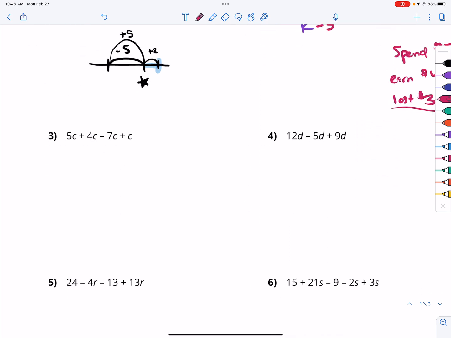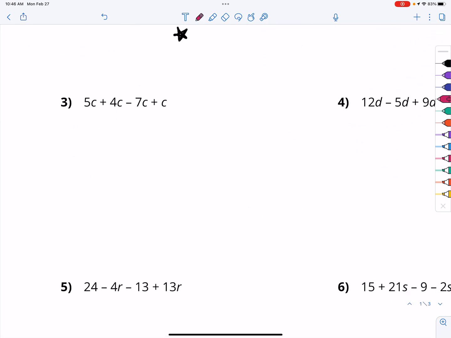Number 3, we have 5c plus 4c. All these variables are the same, so I can keep them like that. So we have 9c minus 7c plus c. 9c minus 7c is 2c plus c, and your answer is 3c. So keep note that I'm not going to add this because then I would end up subtracting 8c, but we didn't want to subtract 8c. We wanted to take away 7, but then add 1 more back on.